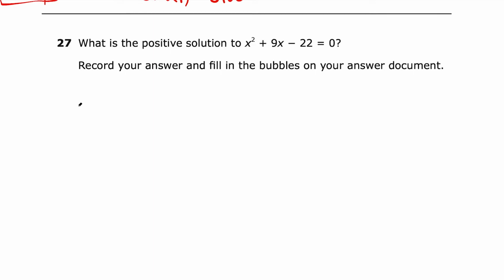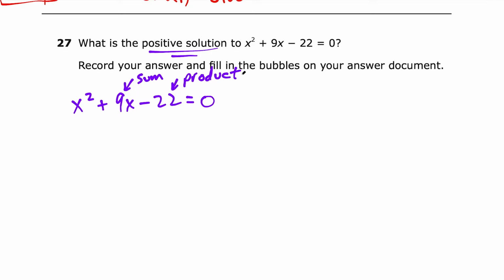So question 27, we have this quadratic equation here, and we want to know what is the positive solution to this quadratic equation. So this we could solve by factoring. We need two numbers that have a sum of 9, and the two numbers also need to have a product of negative 22. So the numbers you should be thinking of are positive 11 and negative 2.